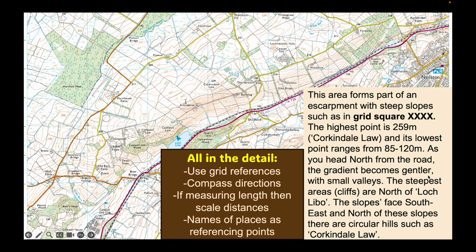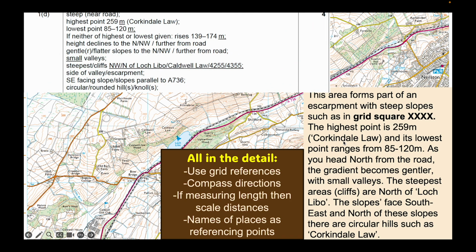As you head north from the road, the gradient becomes gentler with small valleys. The steepest areas or cliffs are north of Loch Lebo here. The slopes face southeast, and north of these slopes there are circular hills such as Corkindale Law. Again, here's the mark scheme, so if you want to pause the video, write these down, that's fine.